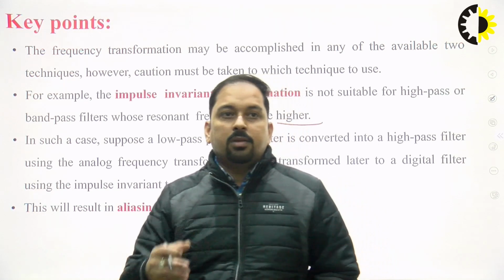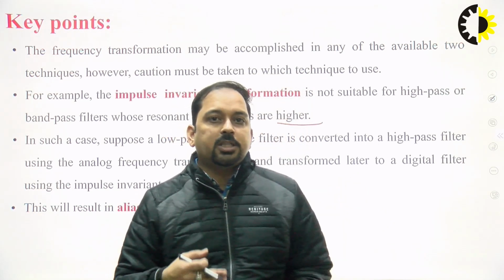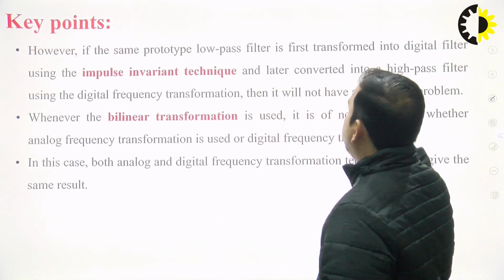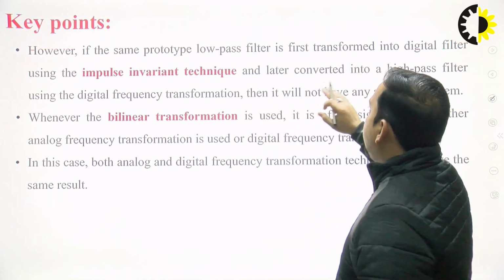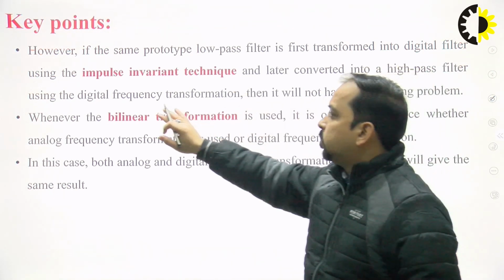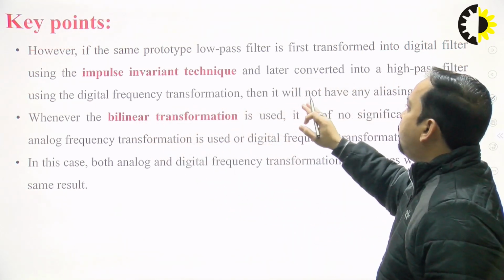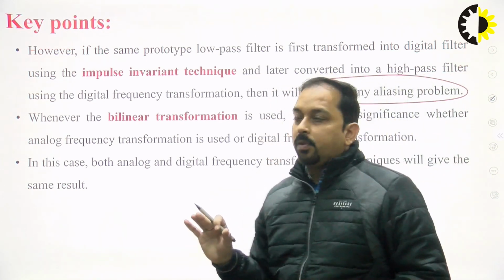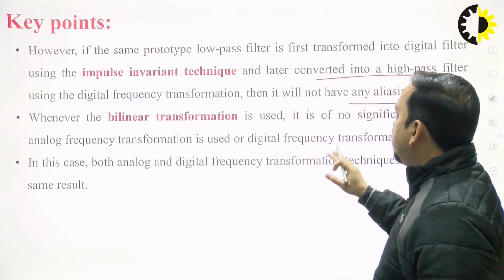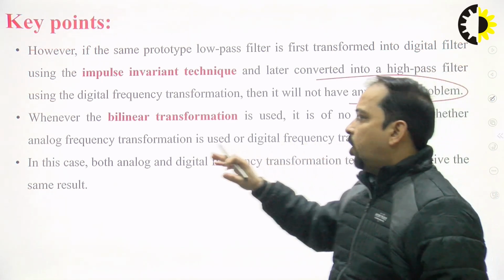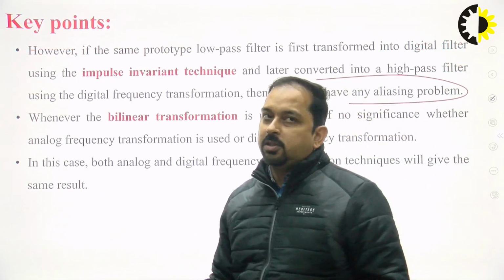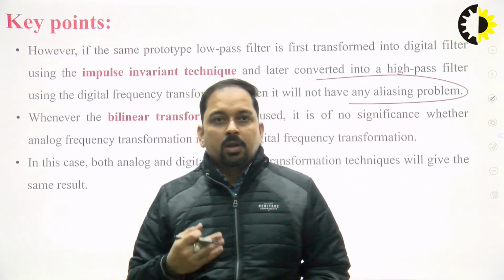We are already aware that impulse invariance transformation has a disadvantage called aliasing. Similarly, if the same prototype filter is first transformed into the digital domain with the help of IIT and later converted to a high pass filter using the digital frequency transformation, then it will not have any kind of aliasing problem. So these key points we need to remember. Whenever the bilinear transformation is used, it is of no significance whether we use the analog frequency transformation first or the digital frequency transformation first. So these are the key points behind the transformation.